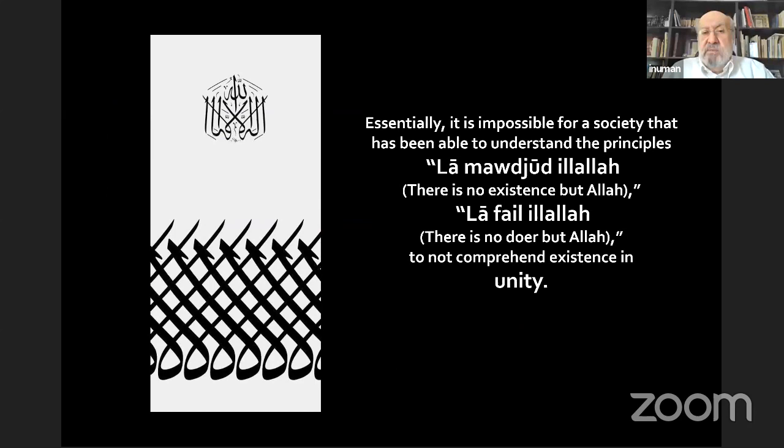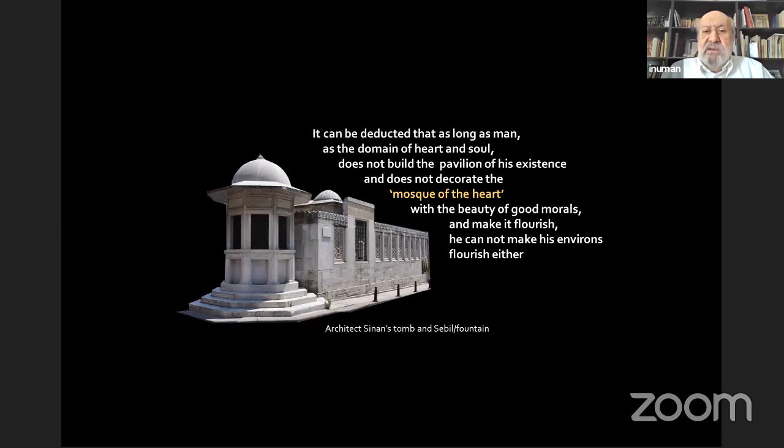Essentially, is it possible for a society that has been able to understand the principles: La mawjuda illallah, there is no existence but Allah; La fa'ila illallah, there is no doer but Allah, to not comprehend the existence in the unity? So if a society believes and understands la mawjuda illallah and la fa'ila illallah, so that it may bring them to the la ilaha illallah, they can understand the unity and they may employ the unity and they may consider themselves as the agent for the unity.